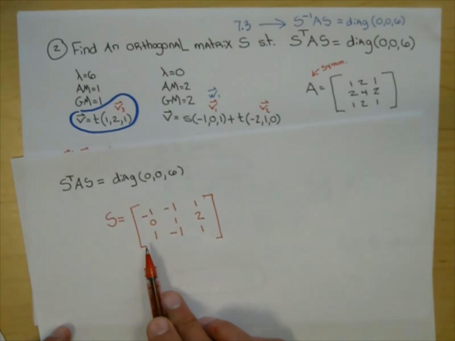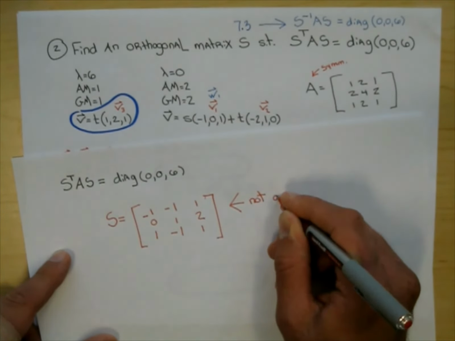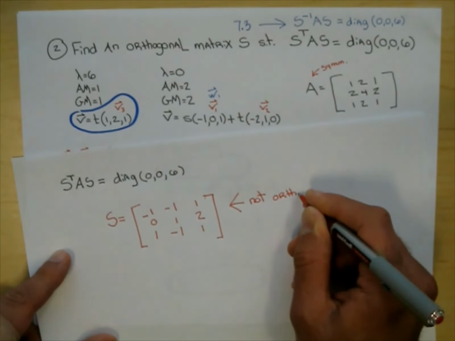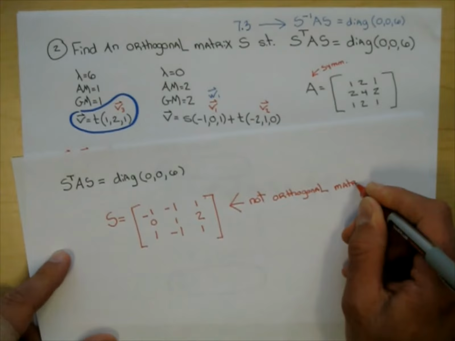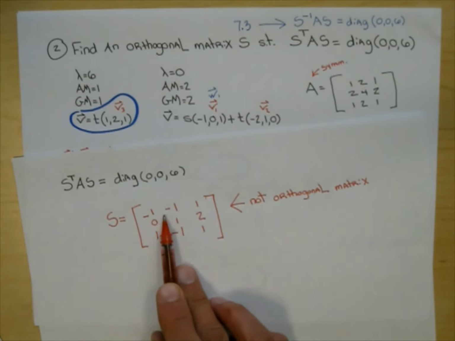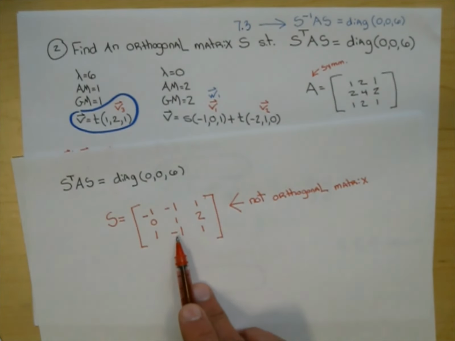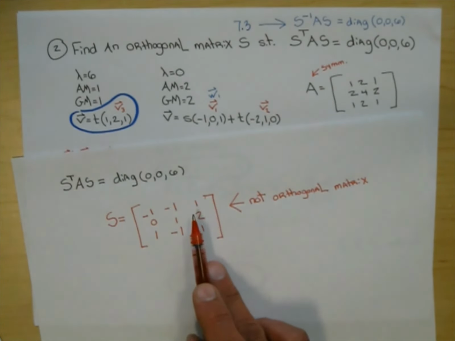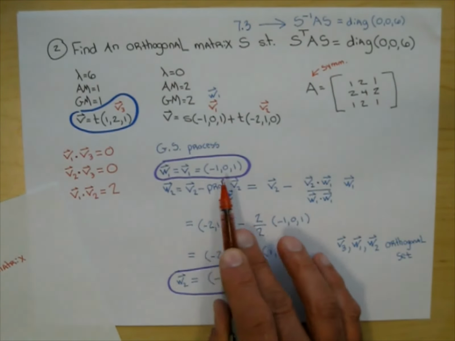There's my orthogonal matrix. But S, this guy right here, is not an orthogonal matrix. And remember, one of our properties, from a theorem, says the row vectors form an orthonormal set, or the column vectors do. If this was an orthonormal set, let's focus on the columns, then each of these vectors would have length 1. And we know W1 does not have length 1.